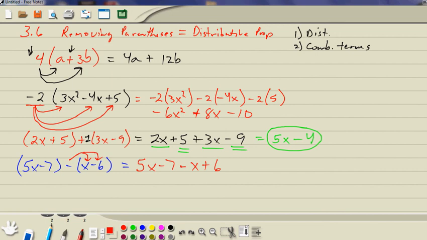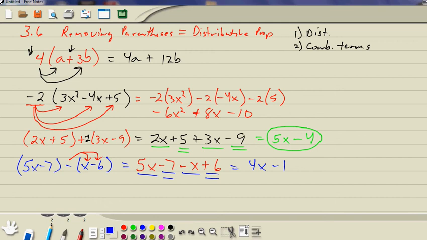Okay, again, I combine my like terms, 5x and a negative x. Don't forget the sign in front of your term. It's part of the term. And then I have a negative 7 and a positive 6. So I get 4x minus 1 is my final answer there.